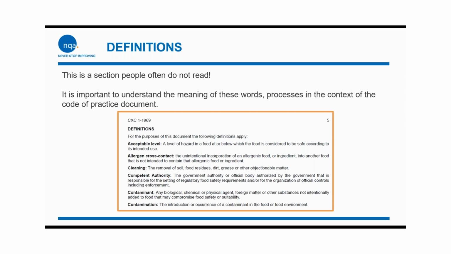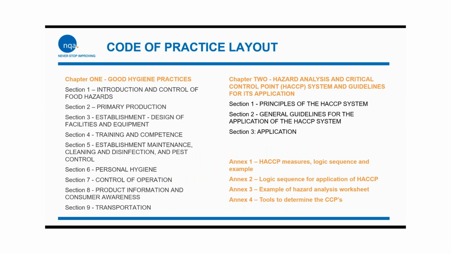So looking at the actual Code of Practice itself, starting with the definitions section, this is often a section that people don't read. It's important to understand the meaning of some of the terminology used. So make sure that you have a look at this definitions section before you try to understand the HACCP principles. The Code of Practice itself is laid out into two chapters. Chapter one is the Good Hygiene Practices, which we commonly refer to as GMP. Chapter two is the Hazard Analysis Critical Control Point, HACCP, system guidelines and its application. So these are the HACCP principles.